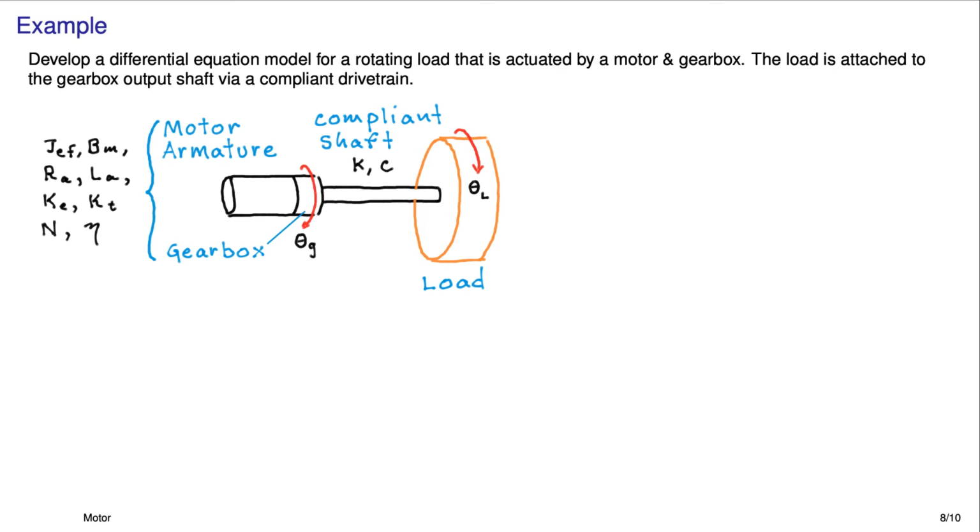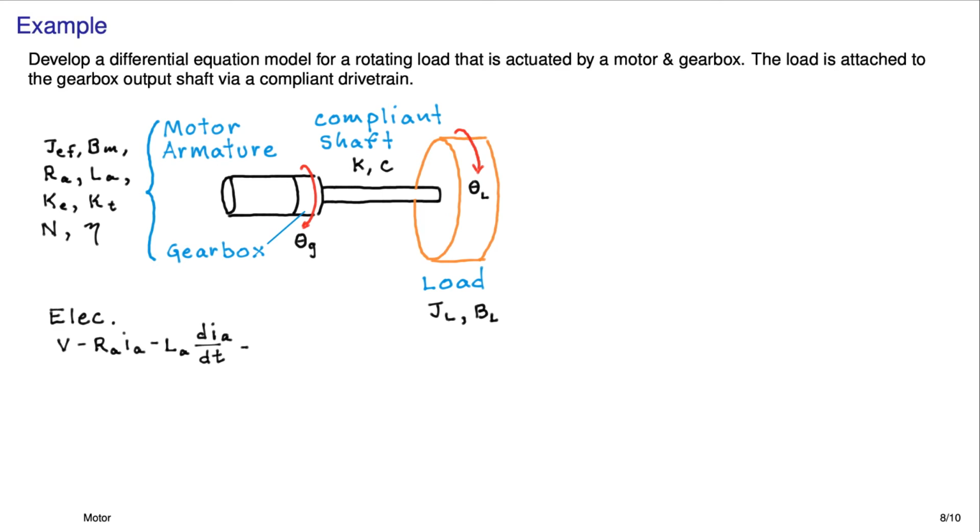For the compliant shaft, we have some stiffness and damping. I'll denote those as K and C. And for the load, we have an inertia, JL, and let's say that we're rubbing that load on some sort of a surface, and so there's a little bit of viscous damping associated with it. We'll call that BL.